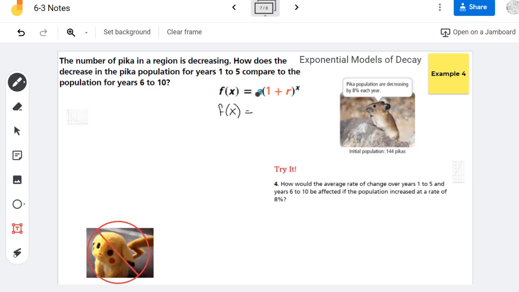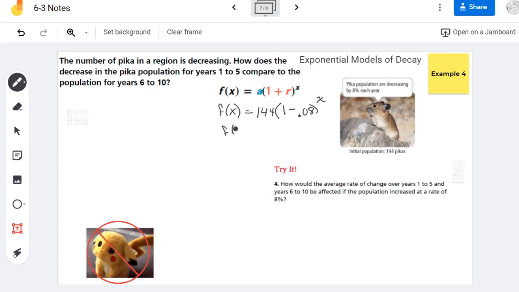So remember, this A in our equation is talking about an initial amount. So my initial population here is 144 pikas. And then this rate is the percentage that we're changing. I'm going to have a negative rate here because I'm decreasing my population. And it's by 8%, which I'm writing as a decimal, not as a percentage.